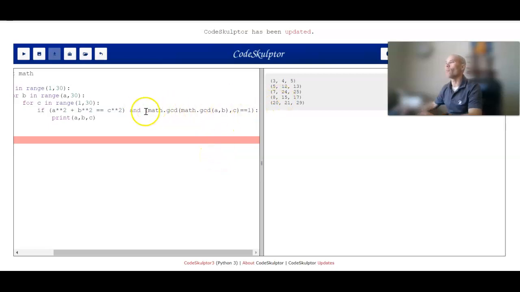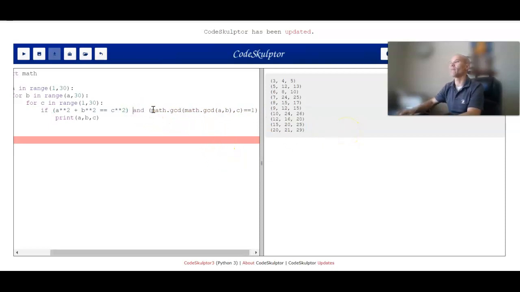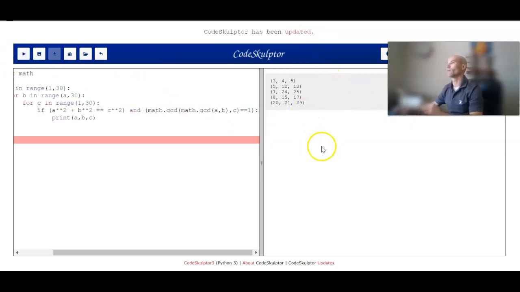Okay, if we omitted this condition right here, I'm going to comment that out, then we're going to get more of them, because notice 6, 8, 10 is a Pythagorean triple, but it is not primitive because 6, 8, and 10 are all divisible by 2. Similarly, 9, 12, 15 is a Pythagorean triple. It is not primitive because 3 divides 9, 12, and 15. So 10, 24, 26, 12, 16, 20 again. Even 15, 20, 25, these are Pythagorean triples, but not primitive ones. So let's put that condition back in there. That way we're just focusing on primitive ones, and we get a smaller subset of them.